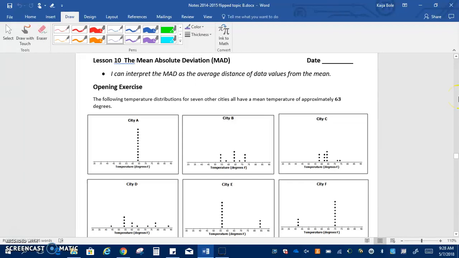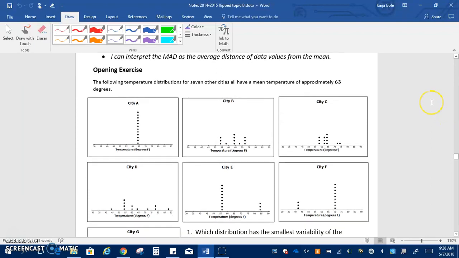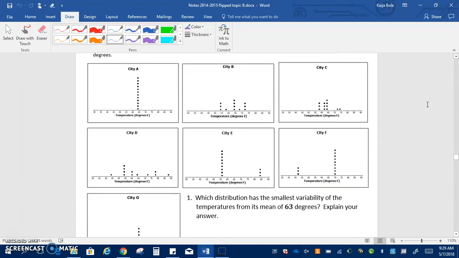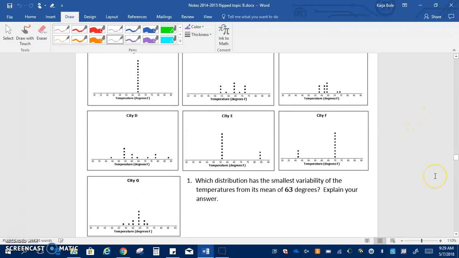Alright, here we are on lesson 10, the mean absolute deviation, or the MAD. So in the opening exercise it says the following temperature distributions for 7 other cities all have a mean temperature of approximately 63 degrees. Which distribution has the smallest variability of the temperatures from its mean of 63, and explain your answer. So we're looking at 63 in all of these graphs.